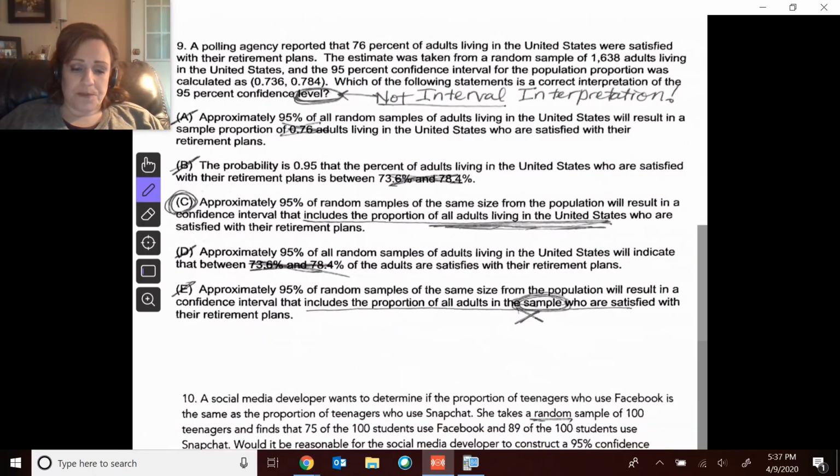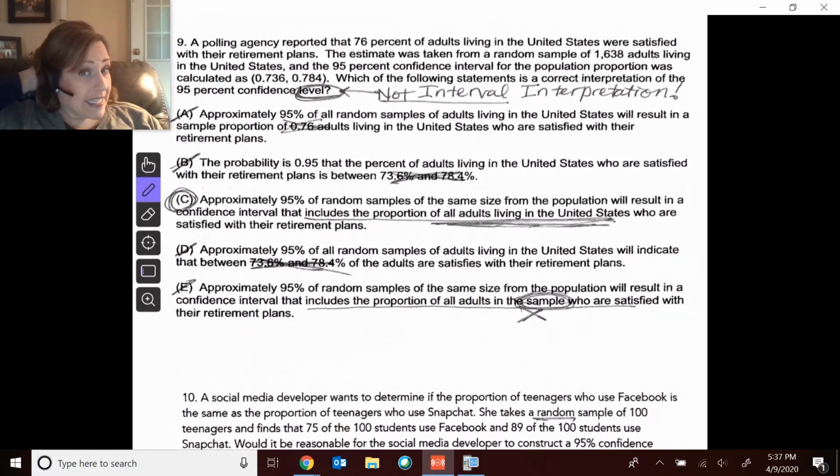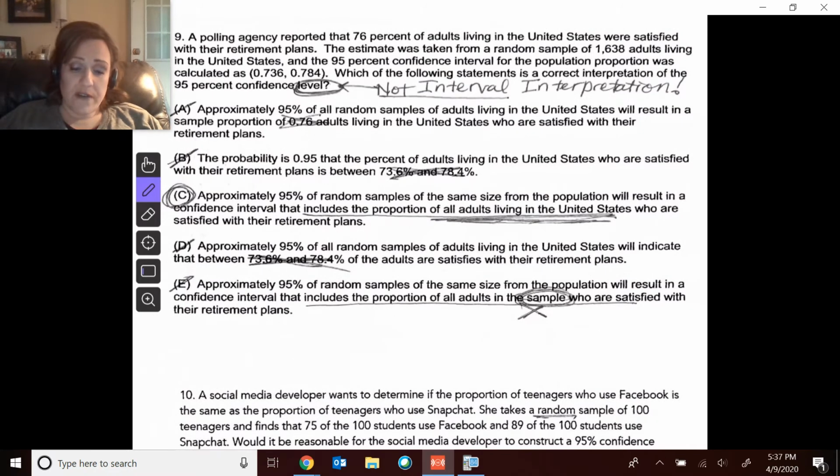All right. Number 9 again was an interpretation of confidence level, not confidence interval. So all these answer choices that have the interval in them are out. Done. So I'm left with 2 answer choices, C and E. Let's see what's going on here.